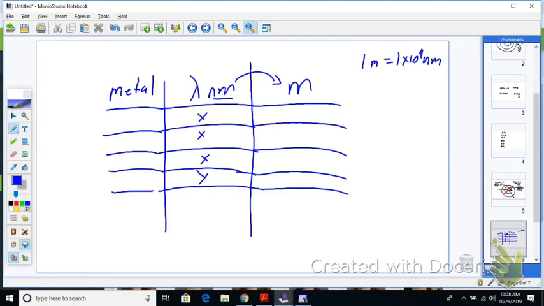Okay, it's the same as number 3 on the front side of your worksheet. Number 3 on the worksheet, you had 410 nanometers, and you were asked to convert that so you could plug it into the equation.